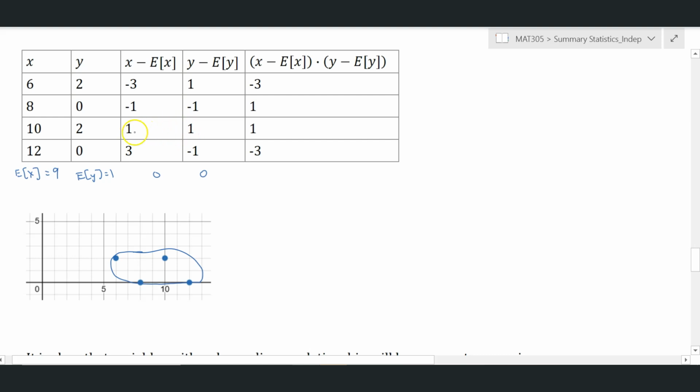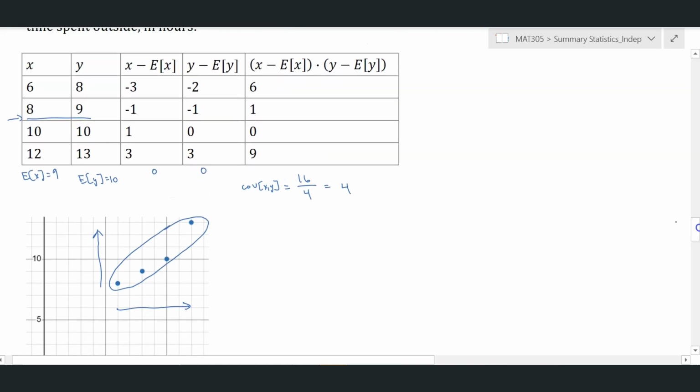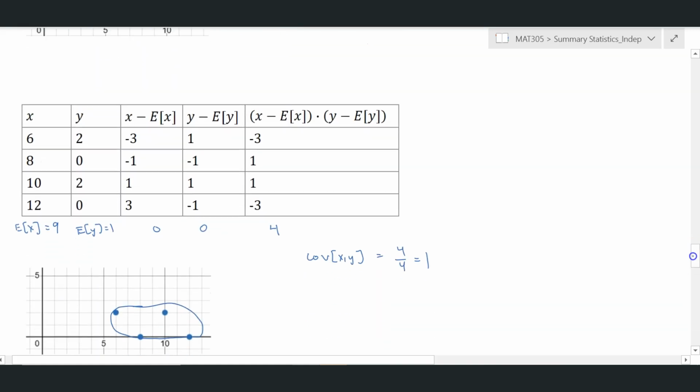Here we get a positive times a positive. Here we get a positive times a negative. So negatives and positives are going to counterbalance each other. Here we get a total of 4. And so in this case, the covariance between x and y is going to be 4 divided by 4, which is 1. Notice that's a much lower covariance; this one's 4 times higher than over here. So we should notice that the covariance over here is a negative 4.